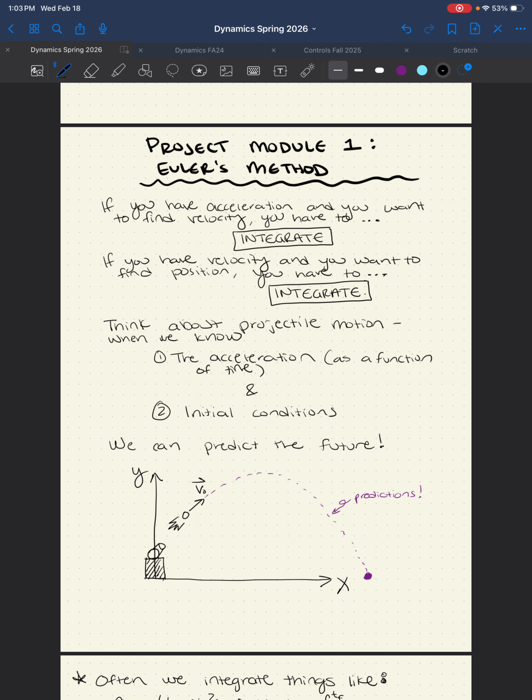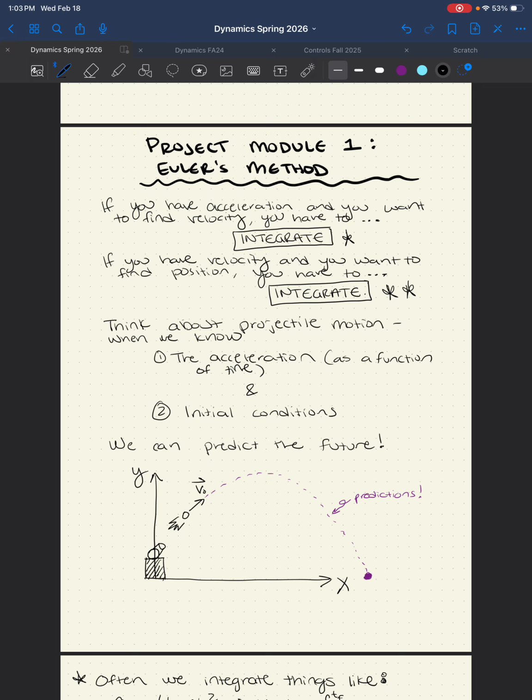Okay? So why are we doing this? Well, when you have acceleration in a problem, like you do for maybe projectile motion, where we know that the only force acting on this object is in the negative y direction, so gravity's pointing down, that's the only force. You want to be able to integrate that acceleration to find velocity. So the key word being you need to integrate. And then if you have velocity and you want to figure out what your position is going to be over time, you have to integrate again. So keyword being we have to integrate.